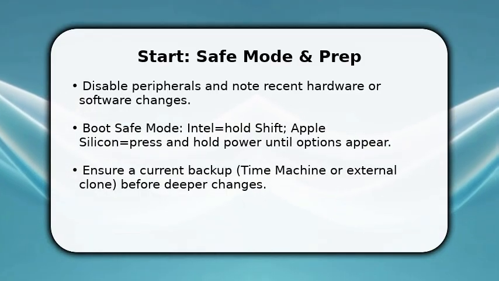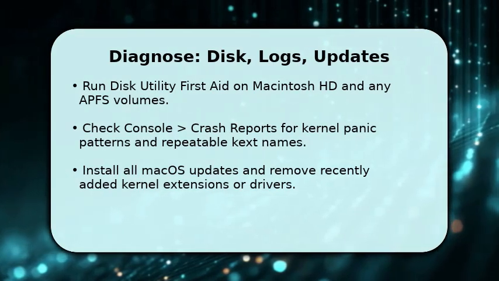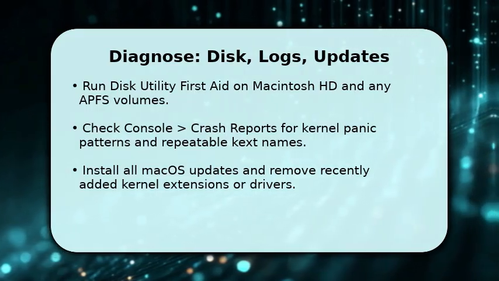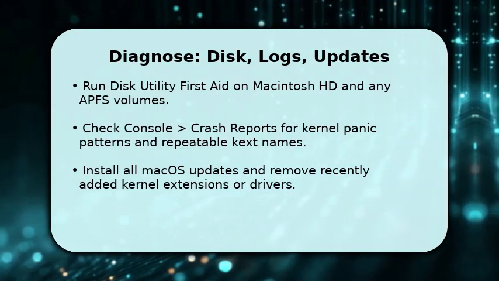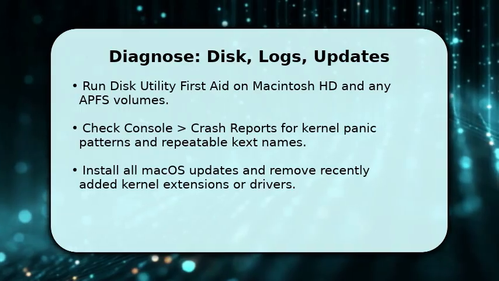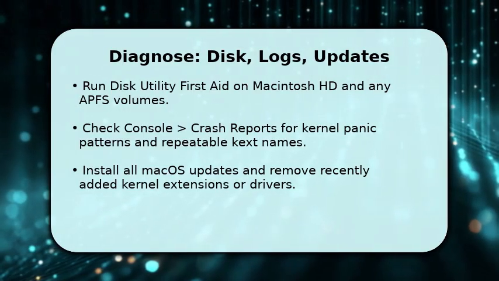Next, verify file system health. Open Disk Utility and run First Aid on your startup volume and any app's containers. File system corruption often triggers restarts. Then review console crash reports and kernel panic logs to identify a culprit process, kext, or hardware identifier. Repeat names point to the source.